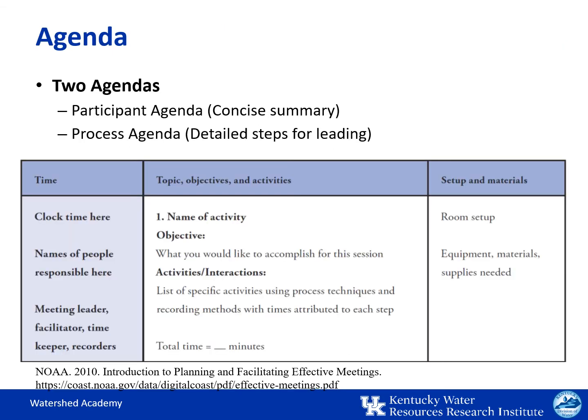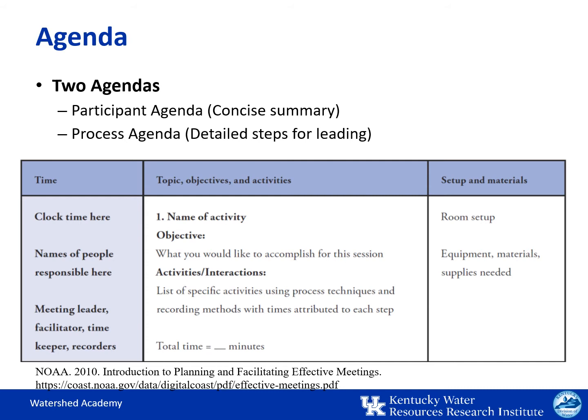Meetings should also have an agenda. Actually, you should have two agendas, one for the participants and one for the leaders. The one that the leaders have should have extra details in the process, whereas the participant agenda should just be a concise summary of the discussion items or objectives. The process agenda, that more full one, should have the times, activities and objectives, meeting roles, setup, and material items that you know, markers or a flip chart, that type of thing.